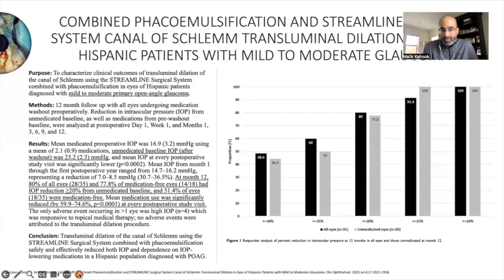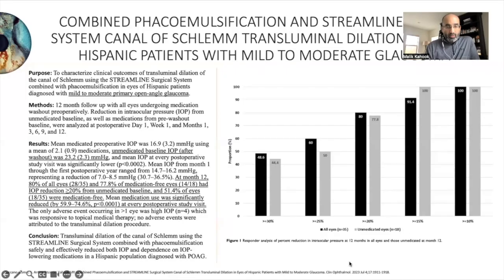The unmedicated baseline intraocular pressure was 23.2. At month 12, 80% of all eyes and almost 78% of medication-free eyes had IOP reduction of greater than 20% from the unmedicated baseline. And 51.4% of the eyes were medication-free. And it's just to show you that the majority of the patients were off of medication, and the overwhelming majority of these patients had a significant decrease in their pressure of 20% or greater up to 12 months of follow-up. Longer-term follow-up is about to be published, so I'm excited to see some of that data coming out.